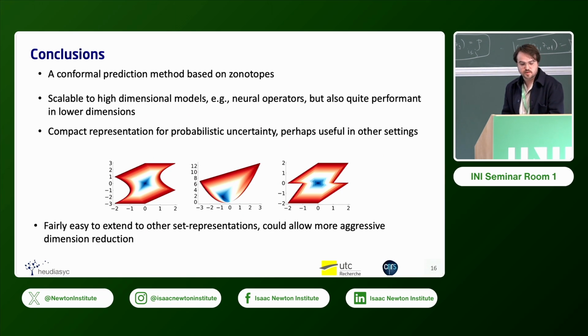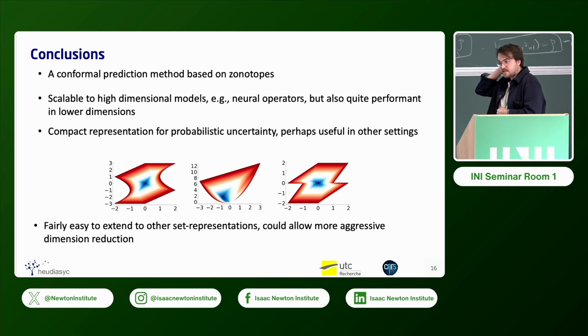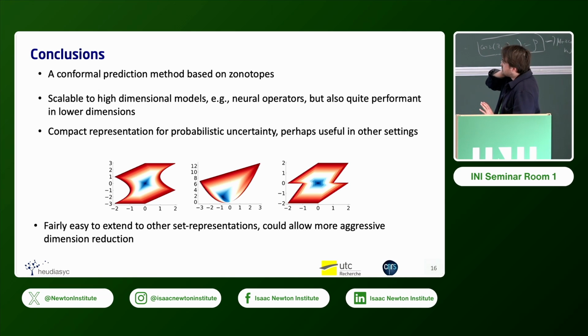Okay, just some conclusions to finish up. What I've shown you is a conformal prediction method based on zonotopes. This is still marginal coverage, right? Our prediction set is multivariate, but we're still working with marginal coverage. The main point is that it's scalable to high dimensions, so you can apply it to these neural operator class of models, but we're also quite performant in lower dimensions.